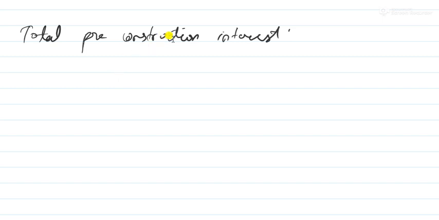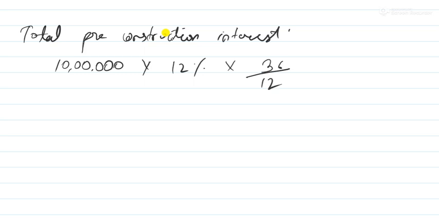Now, in this example, you have to calculate the interest for 3 years. 3 years means 36 months. 10 lakh into 12% into 36 by 12.